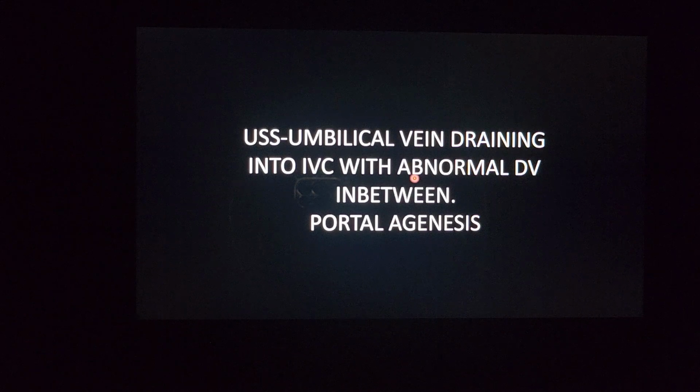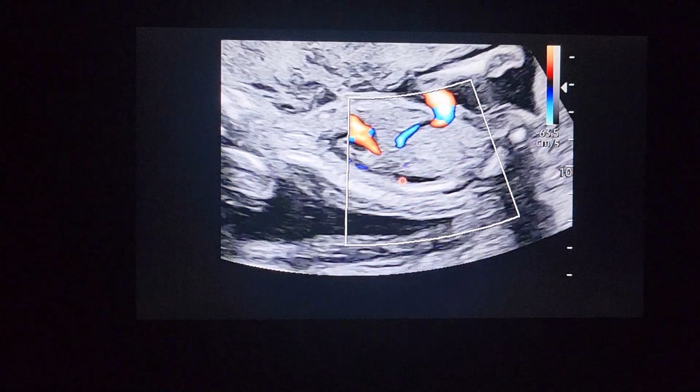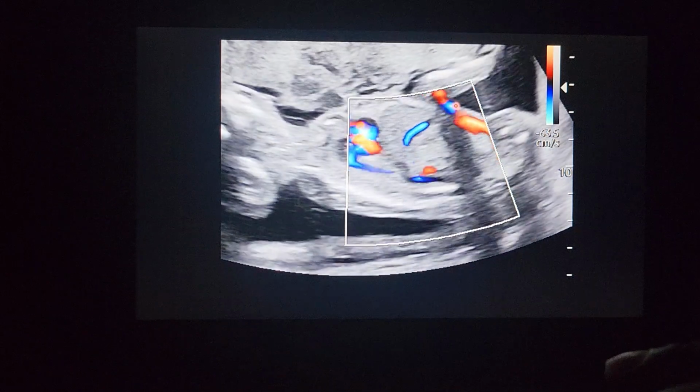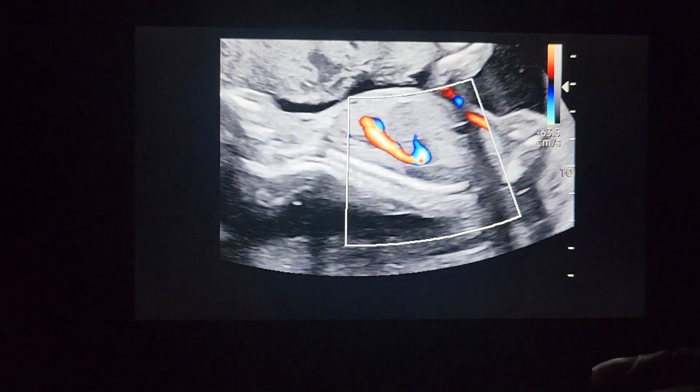Now we will come to another example, which is an umbilical vein systemic shunt again, but here the umbilical vein will drain into the IVC with an abnormal ductus venosus in between. Okay, so here you can see the umbilical vein directly entering into the IVC, but at this location when you do Doppler you will get classical ductus venosus waveforms. So this is the example where you can see that that's the umbilical vein.